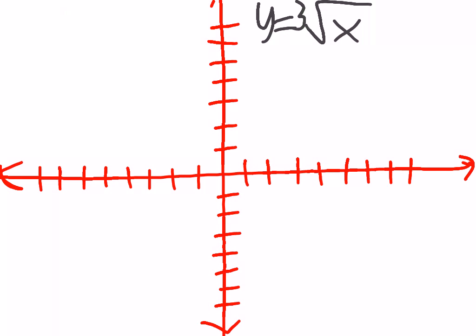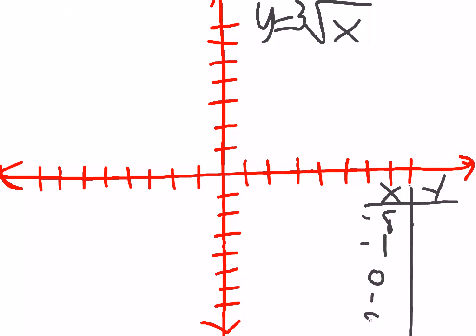I want to first go through these points with you so that you get a good idea of what the parent graph looks like. So look at the chart on the left of the graph. It is an XY chart. I'll just try to draw it over here. It's an XY chart, and it has the values -8, -1, 0, 1, and 8.